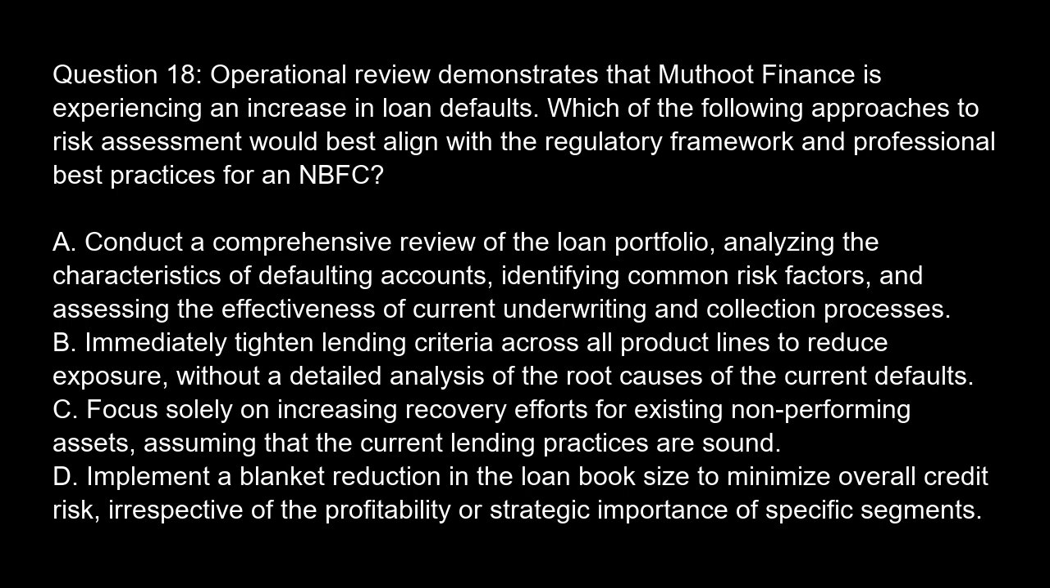Option C. Focus solely on increasing recovery efforts for existing non-performing assets, assuming that the current lending practices are sound. Option D. Implement a blanket reduction in the loan book size to minimize overall credit risk, irrespective of the profitability or strategic importance of specific segments.